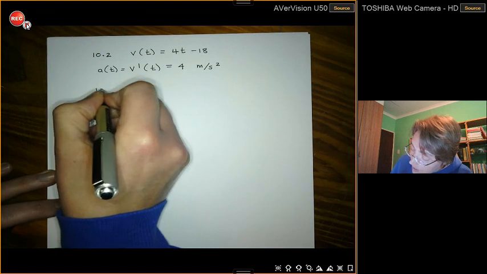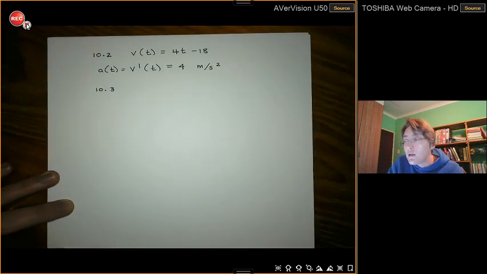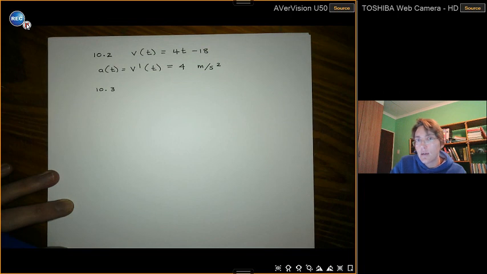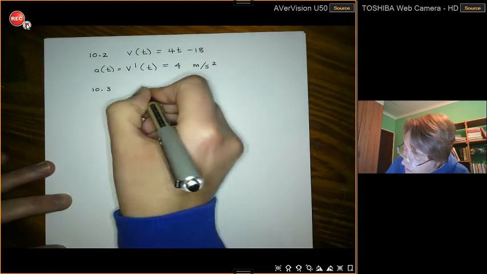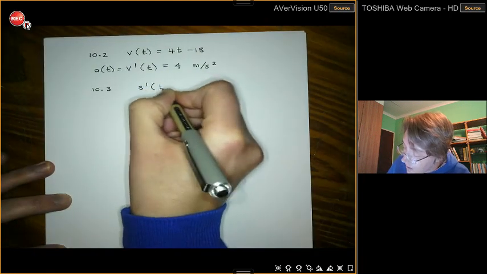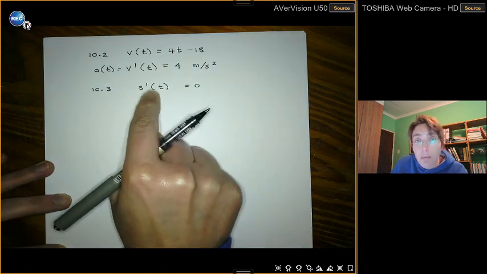Then 10.3 asks, after how many seconds will the particle be closest to the fixed point? So closest refers to, in other words, a minimum distance. So it refers to distance or a minimum displacement. So if I want to find the minimum displacement, I have to set the first derivative of displacement, or the velocity, equal to 0. So it's going to be where the rate of the displacement is equal to 0. That's where I will have the minimum displacement.